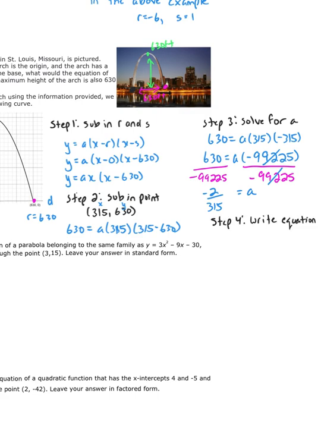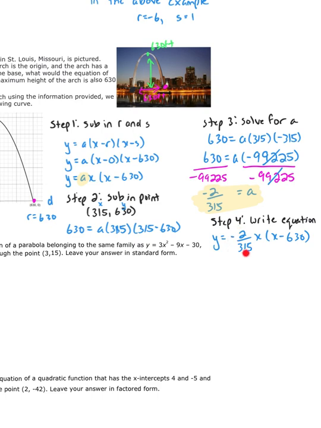And then finally, my step 4 is actually writing the equation. Now that we have this a value, you might want to highlight it, we are going to use that in the equation from above. So I'm going to write y equals negative 2 over 315 x minus 630. So that is the equation that models this arch.